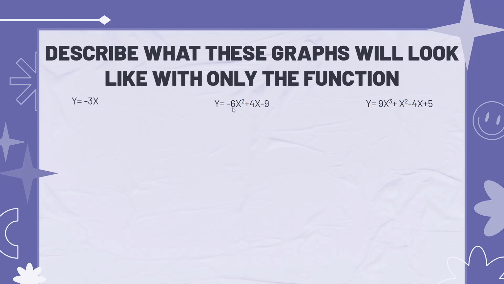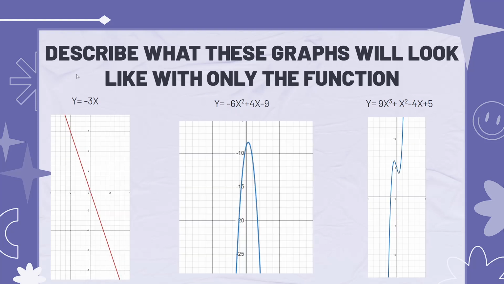Well, are you done yet? Let's go over all of these one by one. First function, negative 3x, is rising to the left while falling to the right because it has an odd degree, which is 1, and a negative leading coefficient.